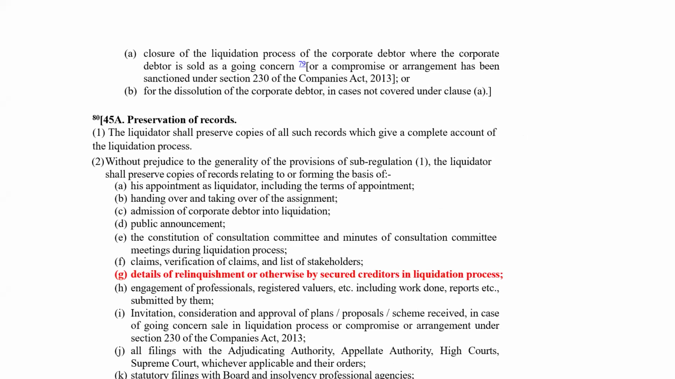Closure of the liquidation process of the corporate debtor where the corporate debtor is sold as a going concern, and a compromise or arrangement has been sanctioned under section 230, and for the dissolution of the corporate debtor in cases not covered under clause A. Either there will be dissolution or closure of the liquidation process. This reconstruction also will come under dissolution, or how it is? No. In case of compromise or arrangement, the company will continue to exist and there will be closure of the liquidation process.